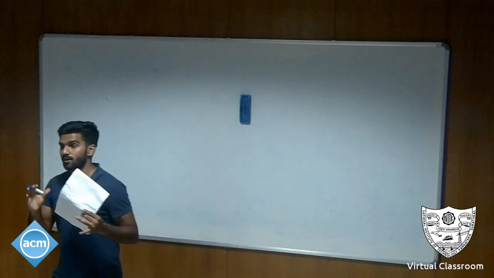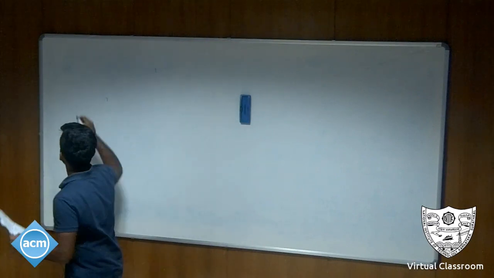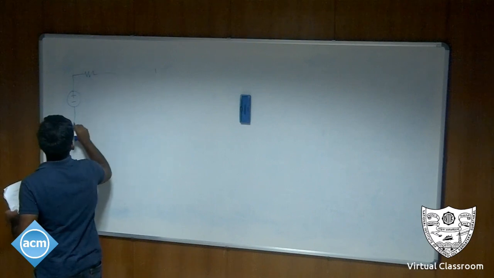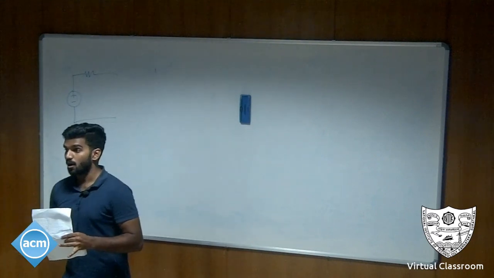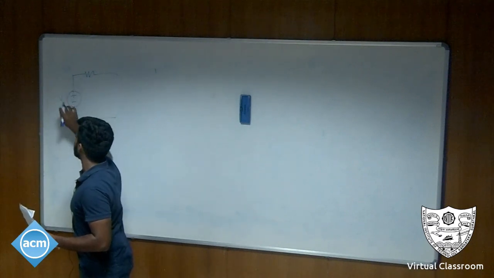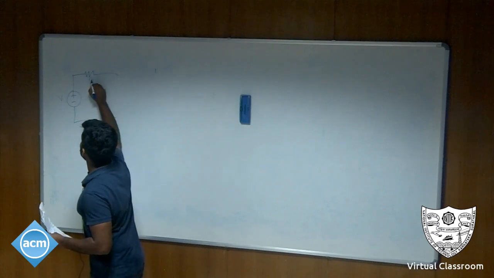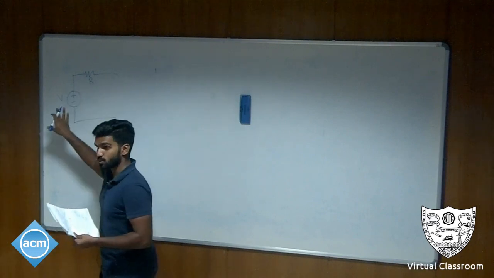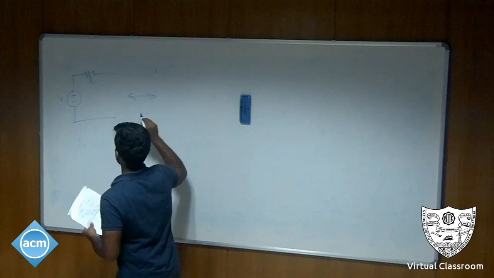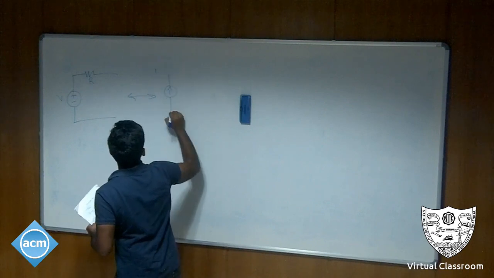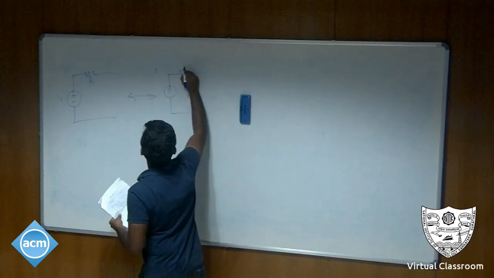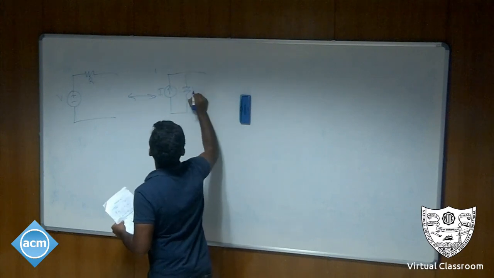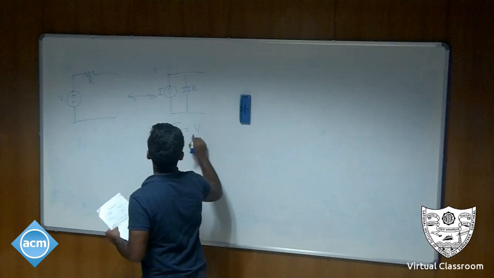Fine. So I think Hitesh covered source transformation a bit. In real life, you don't get an ideal source. You never get just a V. A practical source is always a V with a small resistance. And so you can always convert this kind of source, a practical voltage source, into a practical current source. That is, this I is V by R.